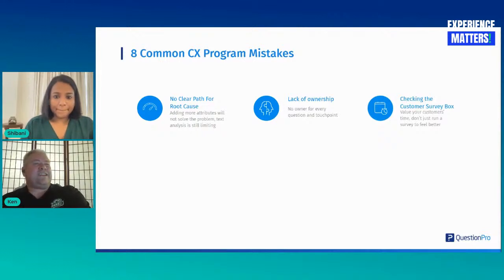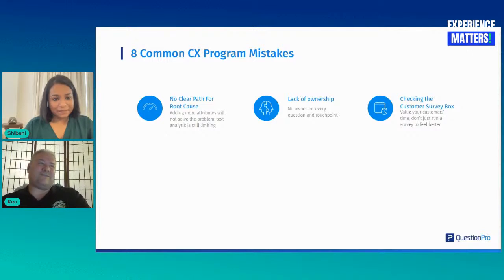This is checking the customer survey box, which is probably the opposite end of these two here. Value your customer's time. Don't run a survey just to feel better. If someone calls me up and says, hey, I just need to run a survey, I say, so what are your goals? Just tell me your goals. Oh, well, my CEO said I need to run a survey. We have to do CX because CX is an important differentiator. I agree with you. CX is an important differentiator for the brand. I wholeheartedly agree with that. But you can't just run a survey to run a survey.